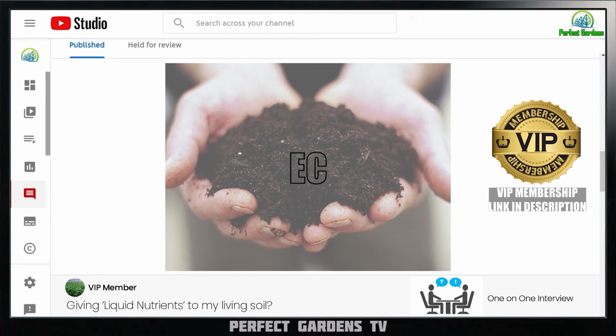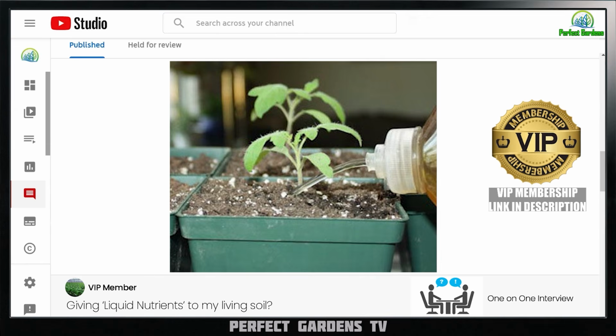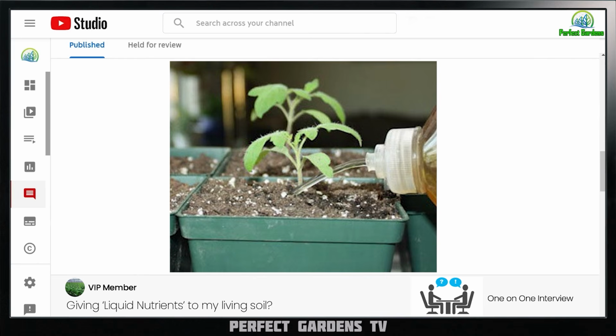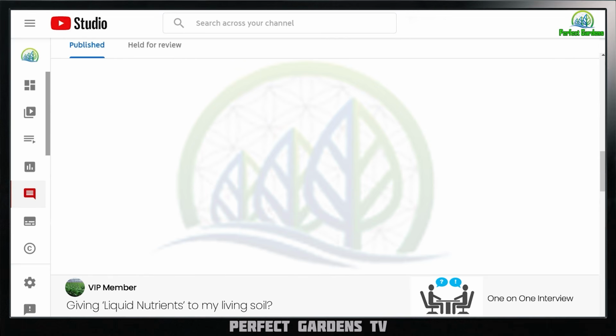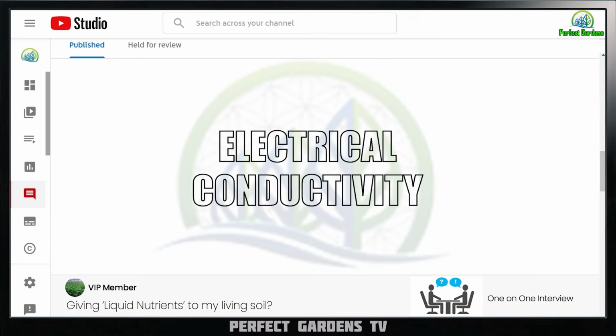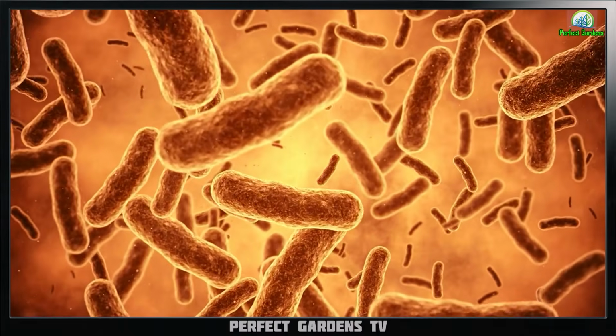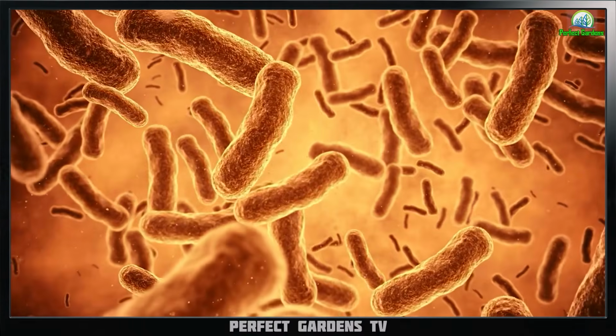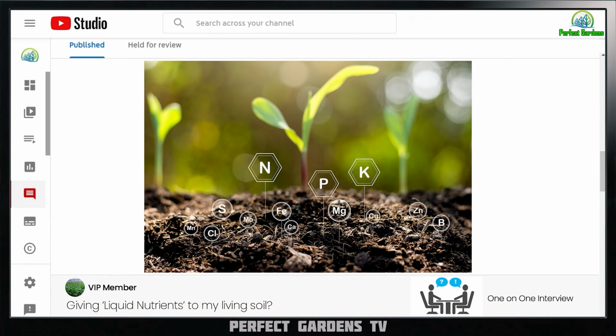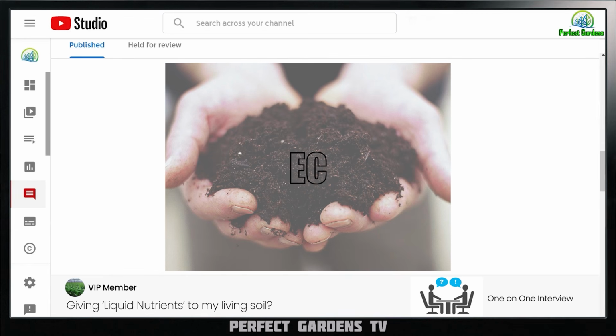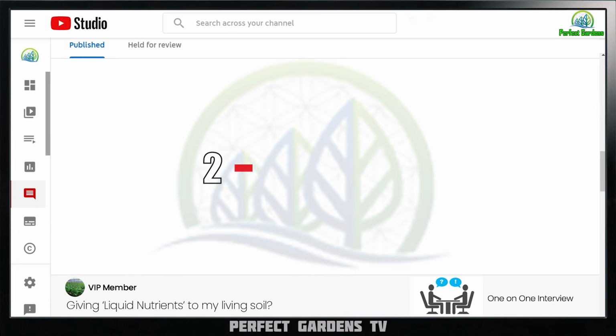The EC in your soil is totally different than the parts per million of your input that you give to your plant. Your EC really is a measurement of not just the electrical conductivity, but how active your soil biology is in relationship to its daily processing of nutrients, right? So living soil ECs can range from 2 all the way up to 9 on an EC level.